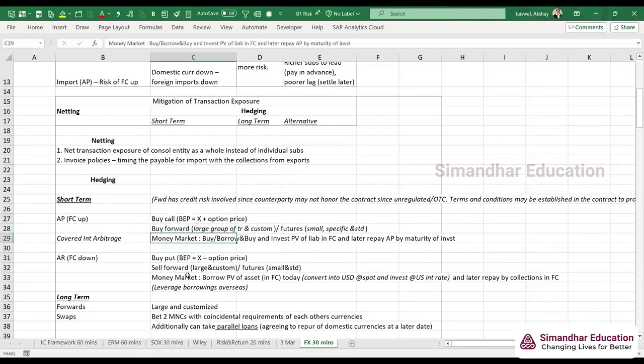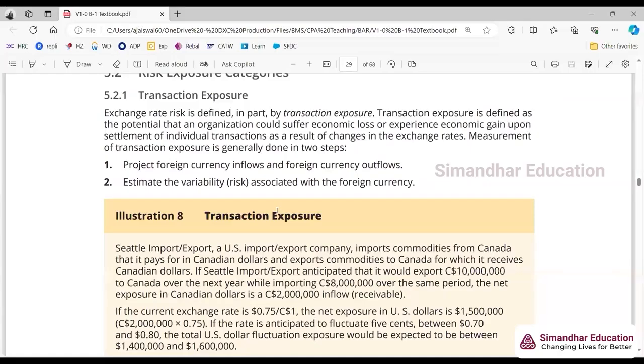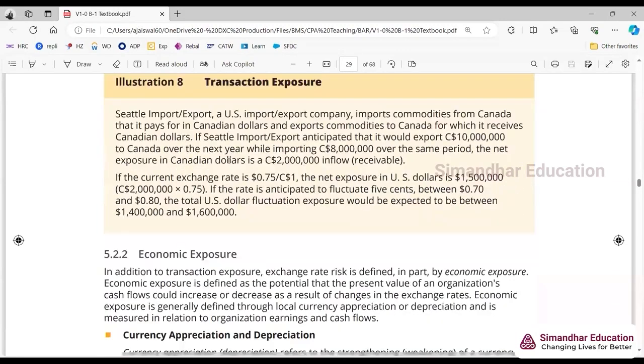Now the problem comes in money market. I'm not going to tell you what we do in money market. We'll look at it in the book and we will solve it on the Excel. That will be the easier part. That will be the easier case.